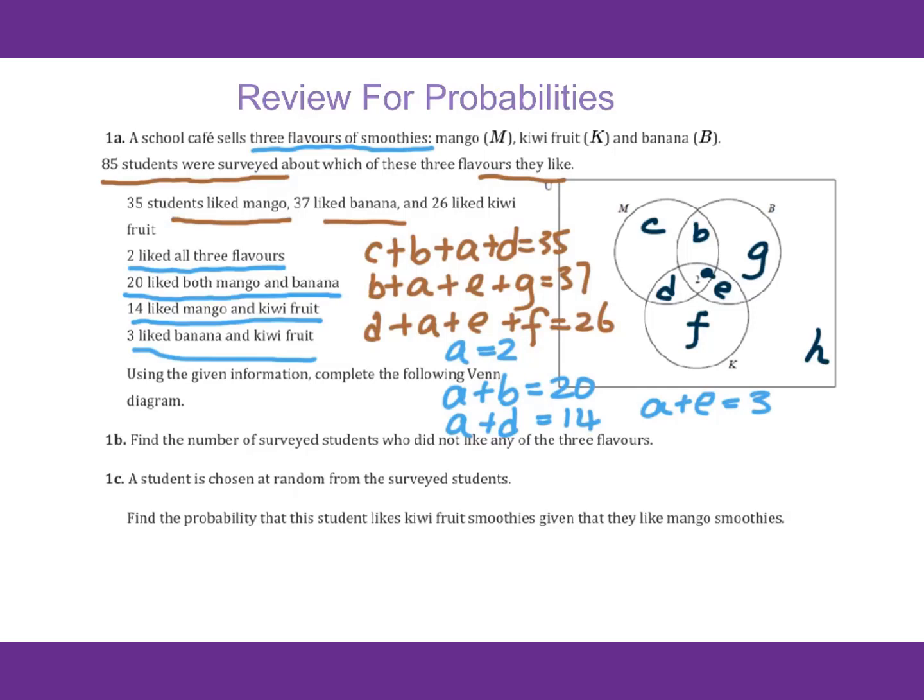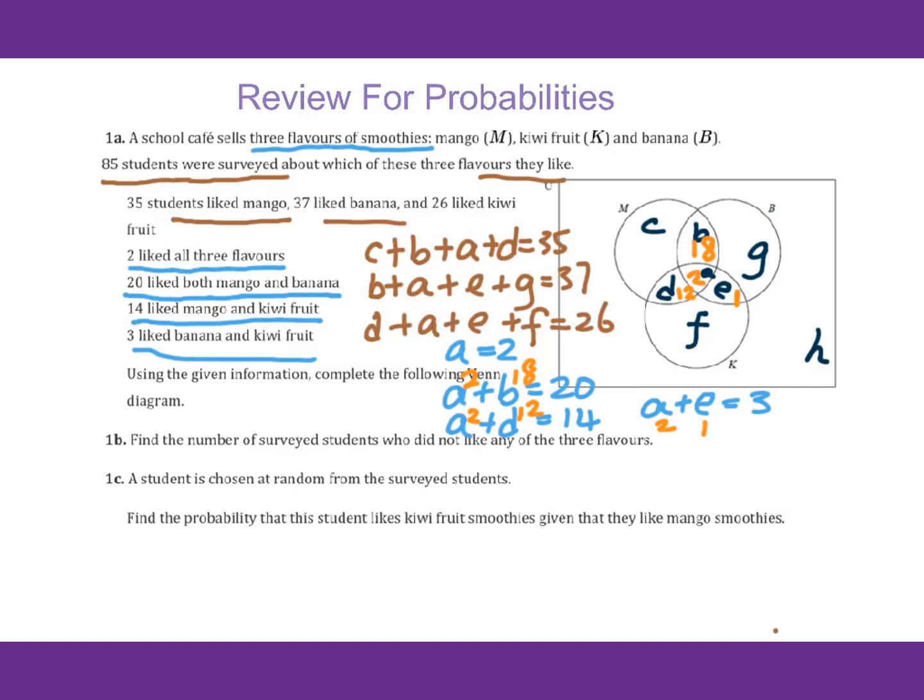We can solve all these system equations. If A equals 2, then B equals 18. A equals 2, then D equals 12. A equals 2, then E equals 1. So I label here it's 1. D is 12. B is 18. This is 2.